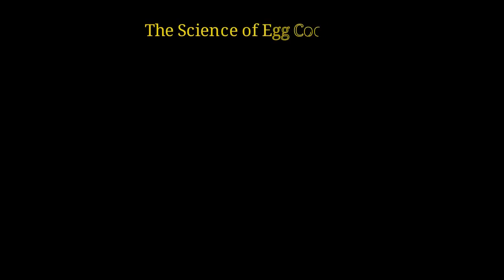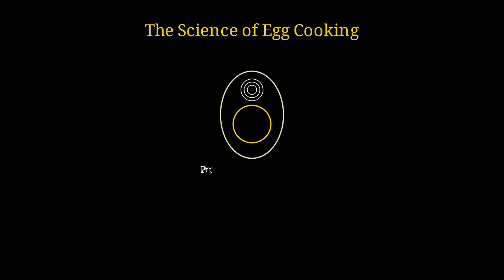Welcome to a deep dive into the physics and chemistry of egg cooking, where we explore phase transitions in proteins and fats. An egg is a minimal system for studying protein phase transitions, with distinct regions that transform at precise temperatures.